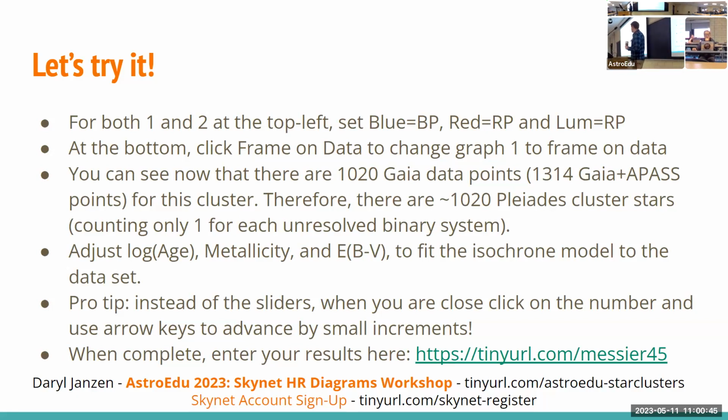Anyway, the reason I don't want to do this myself is I'm curious to see what everybody ends up getting. Once you get what you think is a decent isochrone fit, go to tinyurl.com/Messier45 and enter your values in there, and then I'll get an average and plug those in, so that I don't have to stand up here and adjust things. Let you try.